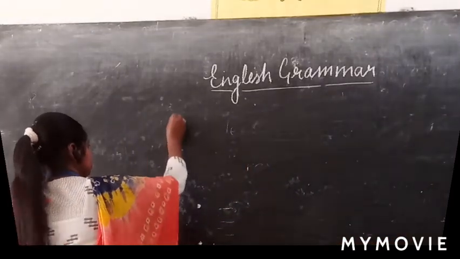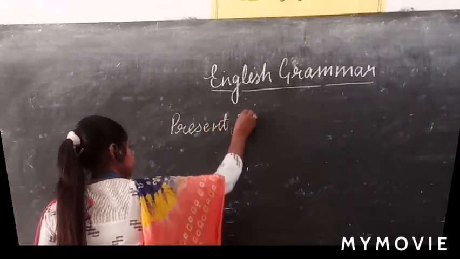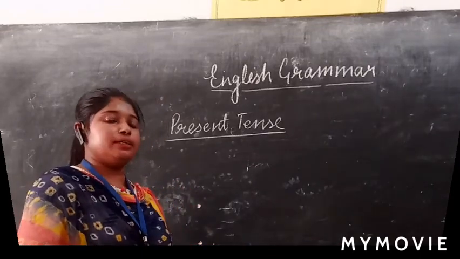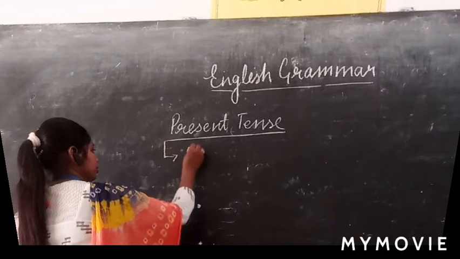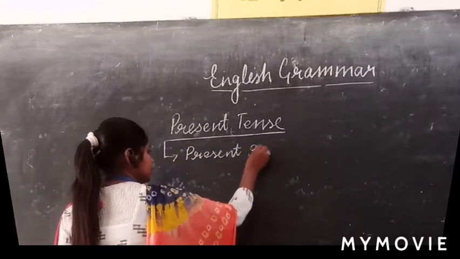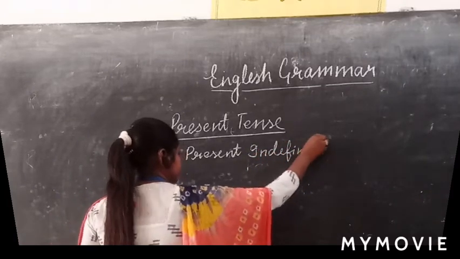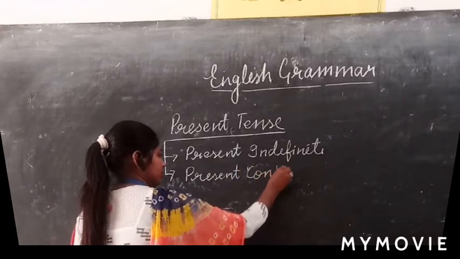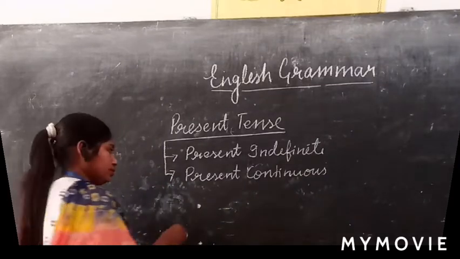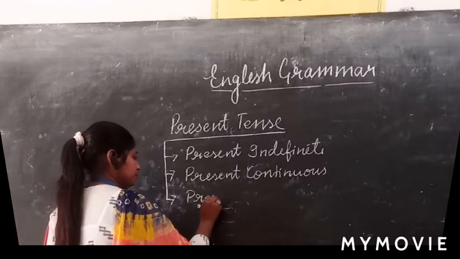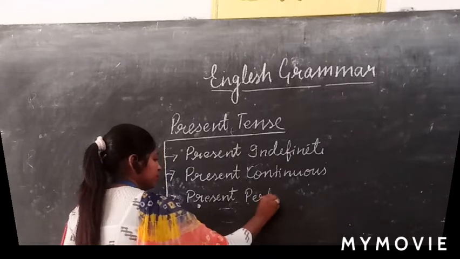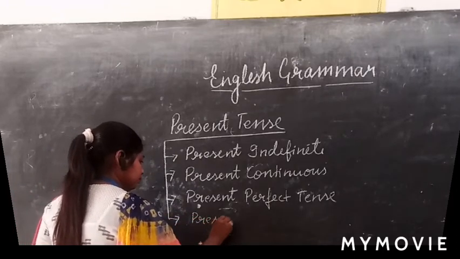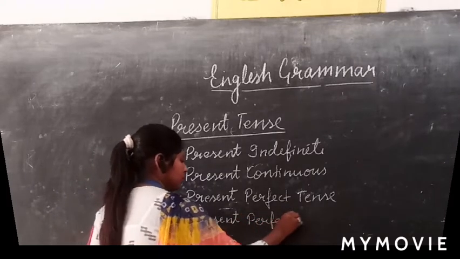First of all, present tense. Now, present tense is divided into four parts. The first one is your present indefinite tense. Present continuous tense. The third one is your present perfect tense. And the last fourth one is your present perfect continuous.